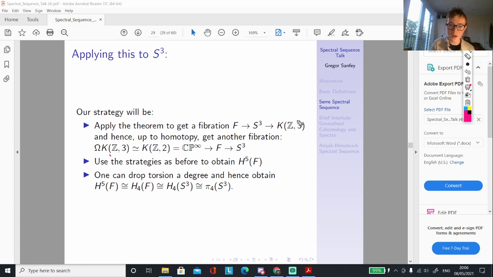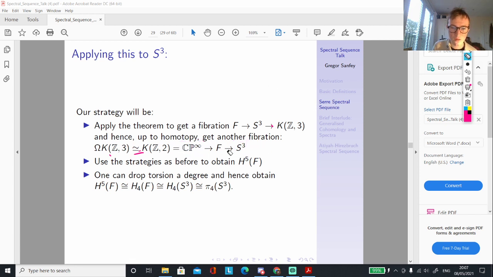Now, up to homotopy, something we can do is, if we take the loop space of this guy, like so, first of all, this is going to be homotopy equivalent to K(Z,2), and this is precisely CP infinity. I think I actually did show this in a much earlier talk on fiber bundles. If you were there, I showed that K(Z,2) is CP infinity, but whatever. And then it's going to go to the homotopy fiber F, and then it's going to go to S^3. But now, we have a fibration where we know the cohomology groups of this guy, and we know the cohomology groups of this guy. So this is our strategy. We're using this strategy again.